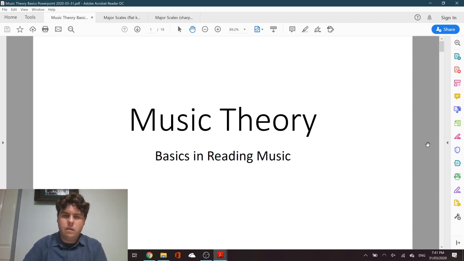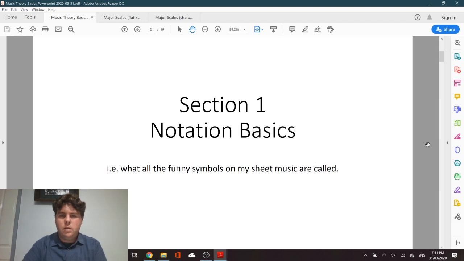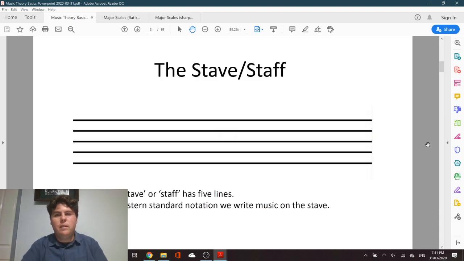Let's get going. Section 1 is notation basics, i.e. what all the funny symbols on my sheet music are called. Okay, so we've all seen this. This is the stave or the staff. I'm just going to call it the stave from here on. The stave has 5 lines. In Western notation, we write music on the stave. Some pieces of music have many, many staves. With our barbershop music, we usually use 2. We'll get more to that a little bit later on.